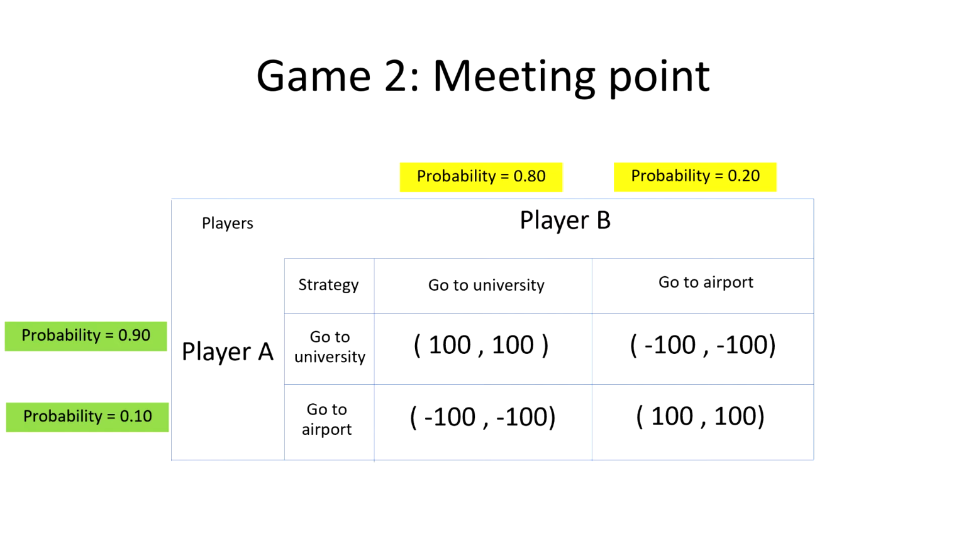And we have the probability of player A going to university, 0.9, and then the probability of player A going to the airport, 0.1. 0.1 and 0.9, the summation is 1. Therefore, you can see that the choice of going to university stands out from going to the airport. Here is the focal point, as suggested by Thomas Schelling.